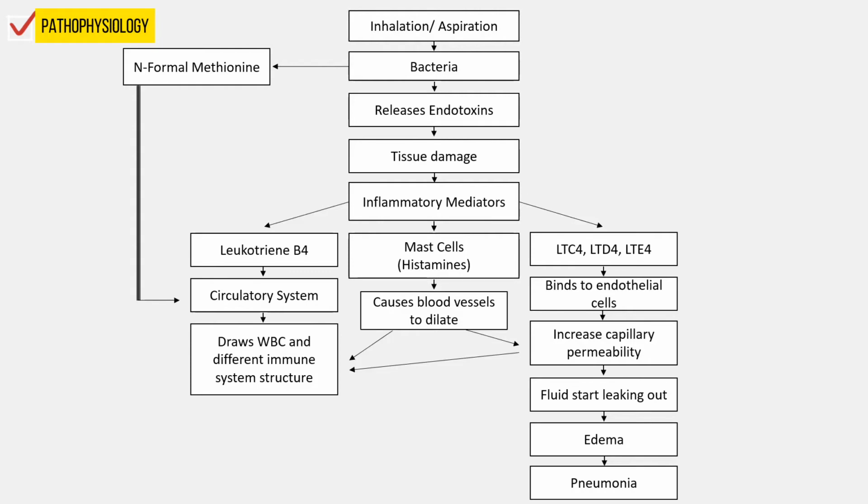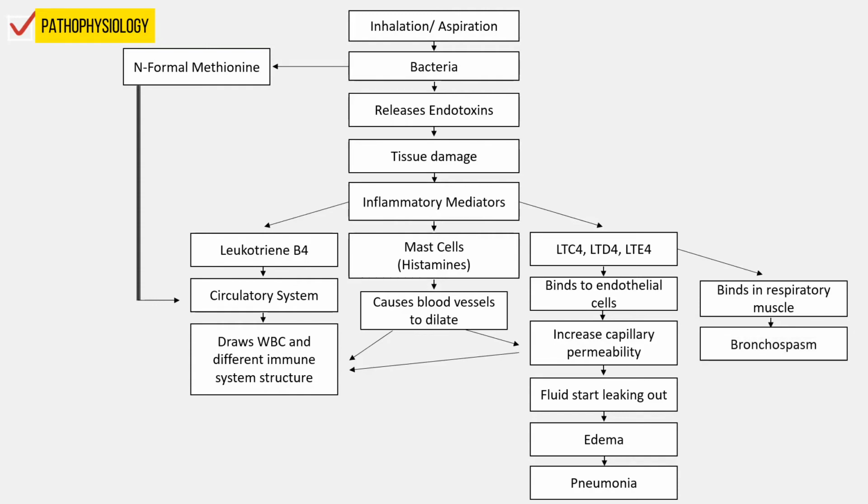the bacteria. Another thing that leukotrienes C4, D4, and E4 do is bind to respiratory muscles. And when it happens, it causes bronchospasm. And when that happens, we start experiencing dyspnea or shortness of breath.